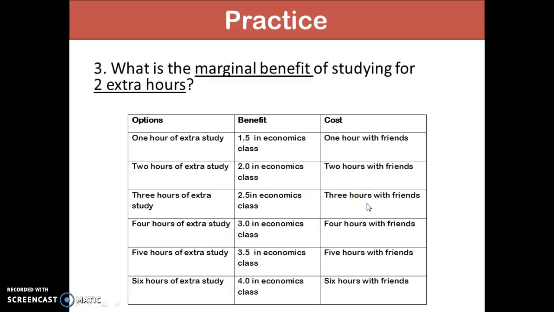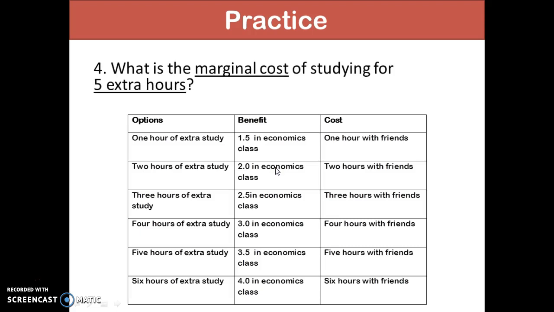Now, the marginal benefit is what we want to focus on, this idea of thinking at the margin. If we want to find the marginal benefit for studying for 2 extra hours, we're going to look at 2 extra hours, and we're going to look at the benefit column, but instead of saying that it's a 2.0, we have to find what we gained from that additional hour of study. So for 1 hour, we gained a 1.5. For 1 additional hour, we're at a 2.0. And so the difference between these two is a 0.5. And so the marginal benefit is a 0.5 increase in our score.